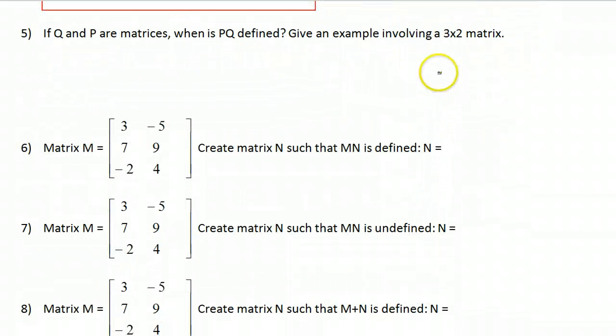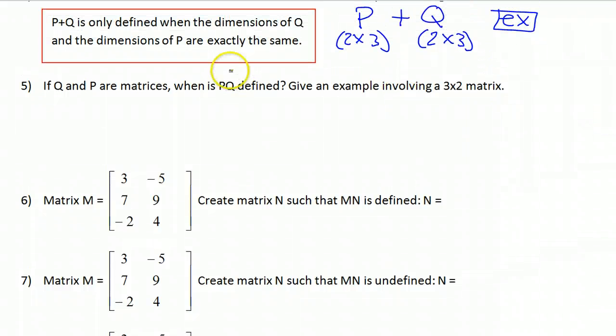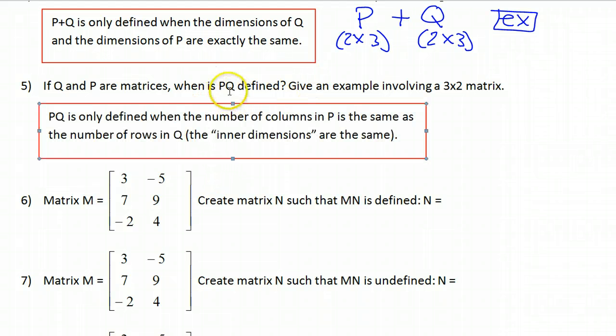Number 5. If Q and P are matrices, when is P times Q defined? Only when the inner dimensions are the same. Technically, I should be saying only when the number of columns of matrix P is the same as the number of rows of matrix Q. P times Q is only defined when the number of columns in P is the same as the number of rows in Q.